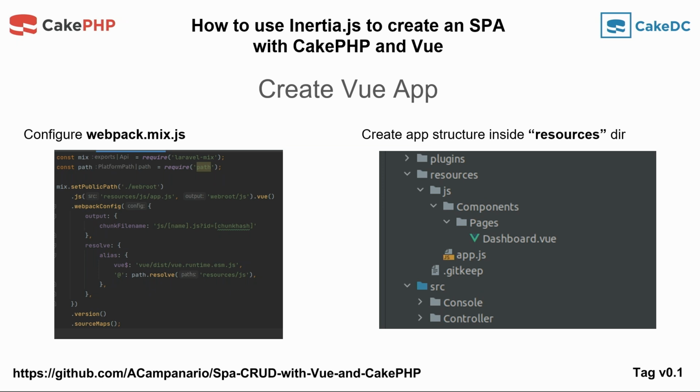Create Vue app. To create the Vue app, first we create a webpack.mix.js file that we will use to make the deployment of the application to the webroot/js directory. Also, we create an app structure inside the resources directory on CakePHP. In the js directory, we create a file app.js on root that only dispatches the component to render, and a components directory, and inside this, the components that we will create.